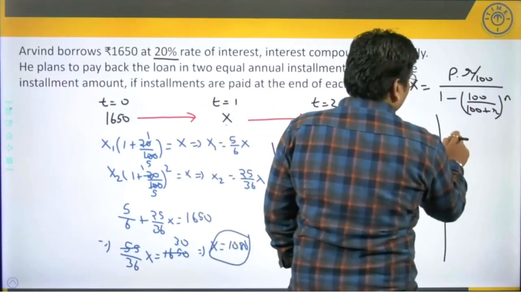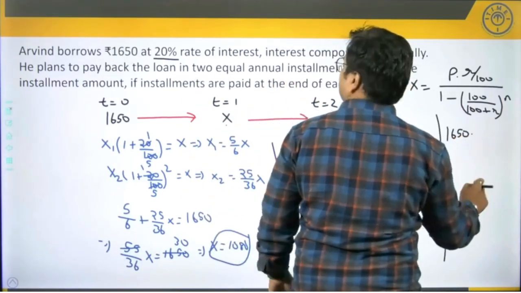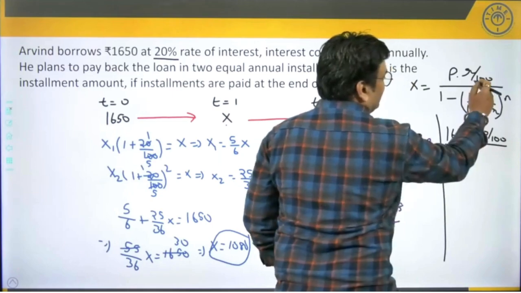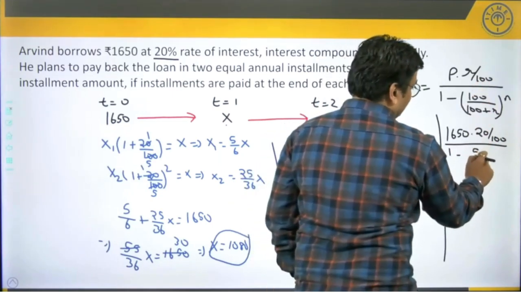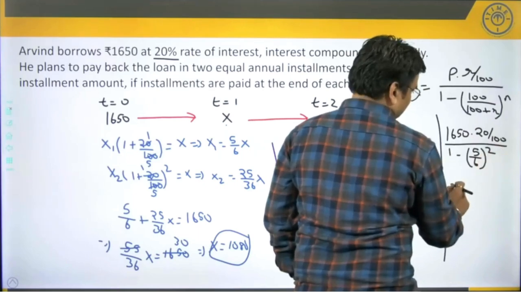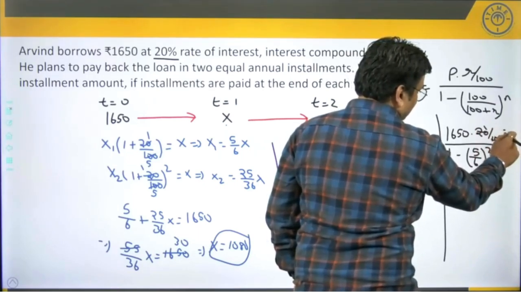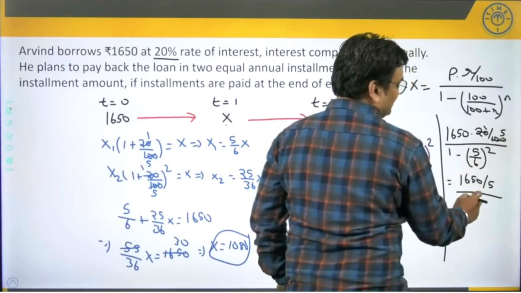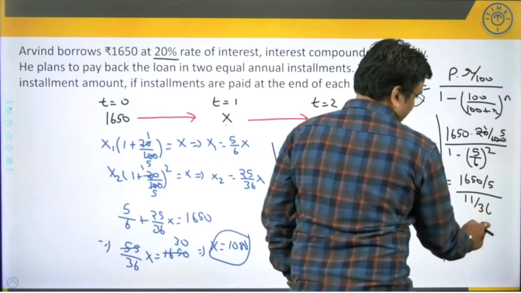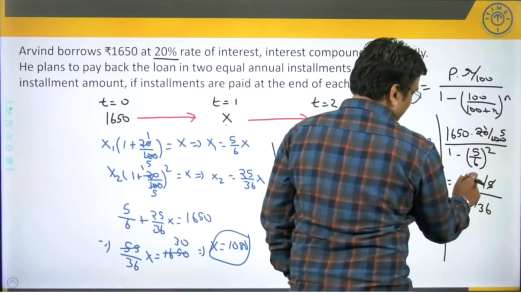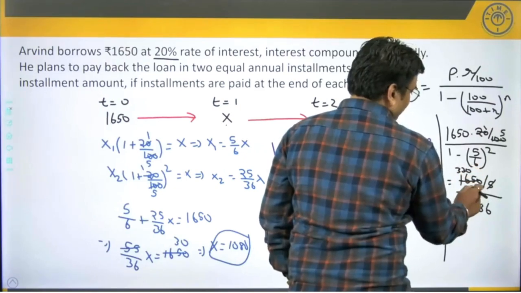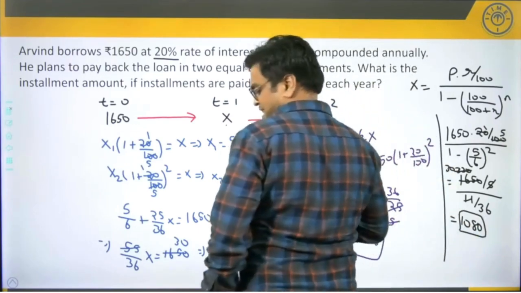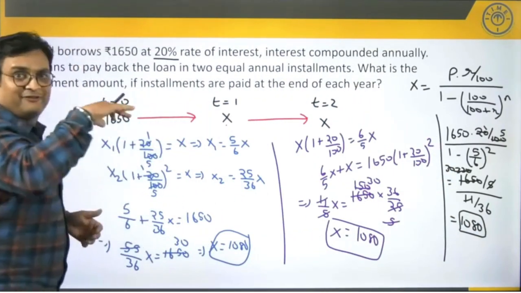Principal is how much? 1650 into rate of interest is 20 by 100 by 1 minus 100 by 100 plus 20, which is 5 by 6 whole power n, number of years is 2. So this is 1650 by 5 upon, this is 36 minus 25, 11 by 36. So again this will go, 5 will go 30 times, 11 will go 30 times, 30 into 36 is once again 1080. So we can solve our question in 4 different ways, right?